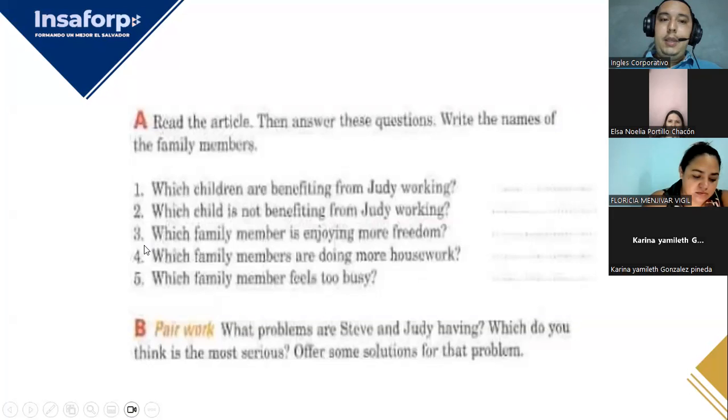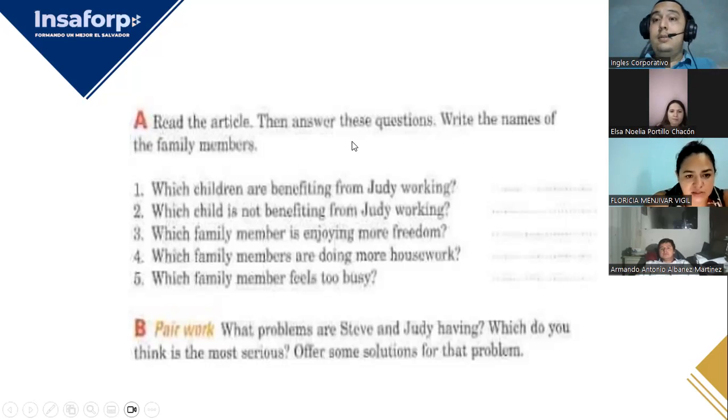And what about number three? Which family member is enjoying more freedom? George. They are enjoying more freedom. Teacher, what does freedom really mean? What does it mean in Spanish, guys? Freedom. Libre, libertad, tiempo libre. Tiempo libre, what else? Give me another synonym. Ocio, tiempo fuera, like a time of relaxation, what else? A rest, okay. If you see, we have a lot of synonyms, even in Spanish, not only in English, in Spanish we have a lot of them.